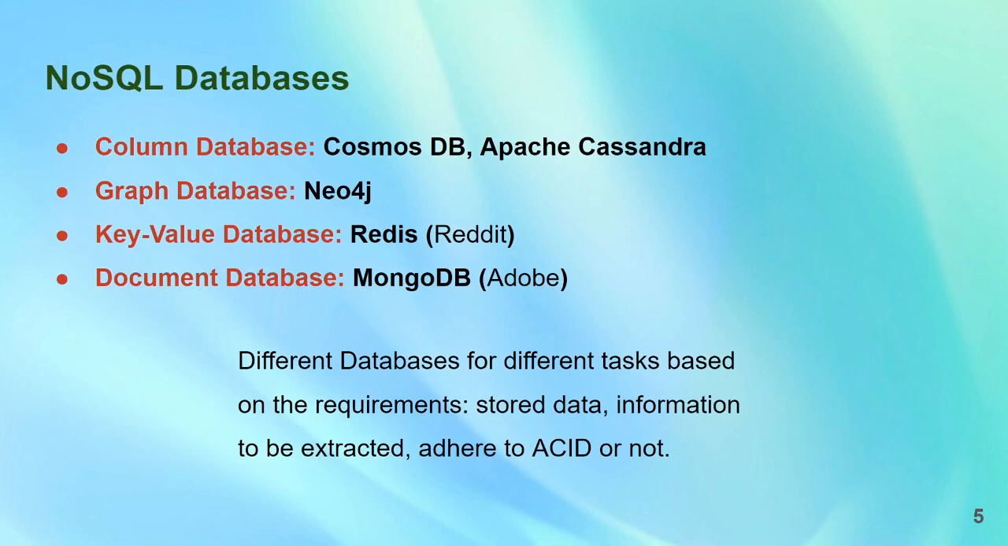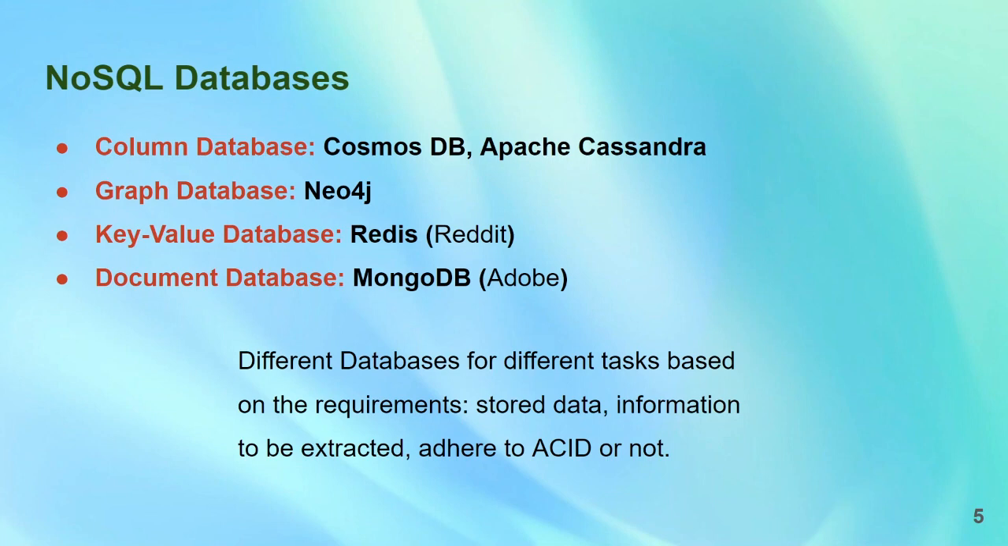Here we have some examples of NoSQL databases. We have Cosmos database, Apache Cassandra, Neo4j, Redis, Mongo database. Reddit, for example, uses key-value databases to store their users' credentials. As for Adobe, they use Mongo database to store documents. We have different databases for different tasks.